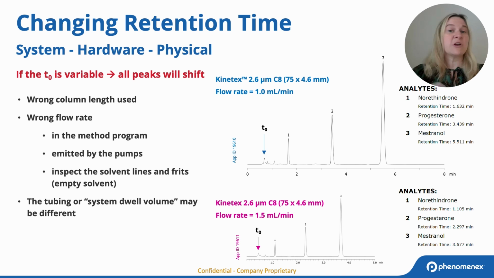Maybe the wrong flow rate was entered into a program, like our example here where 1.0 mL per minute was used and then 1.5 mL per minute was used, and you can see that the T0 is moving quite a bit. Or it could be something that's wrong with the pumps that's causing a change in the flow rate. Or it could be something with the solvent line or frit. Could be that the solvent itself is empty, it was run dry. Or it could be related to the tubing, or the system swell volume may be different. Maybe the tubing was changed or updated.